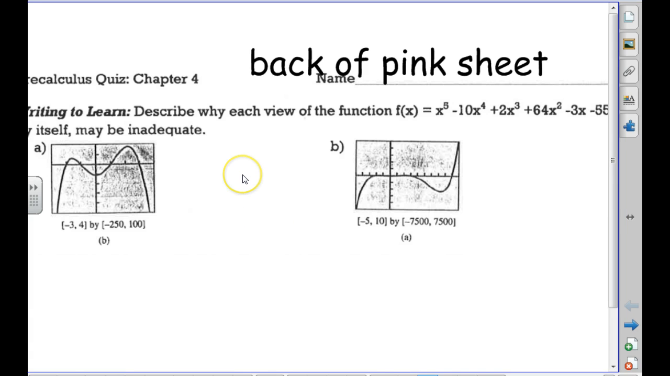Okay, then I'm going to talk about this whole pink sheet. I can go over the whole thing in 6 minutes. I know I can. Okay.